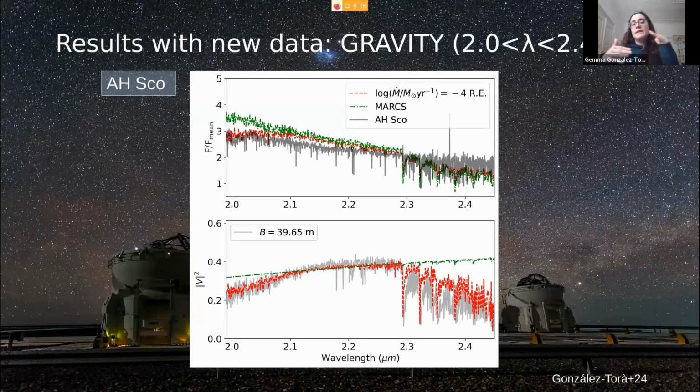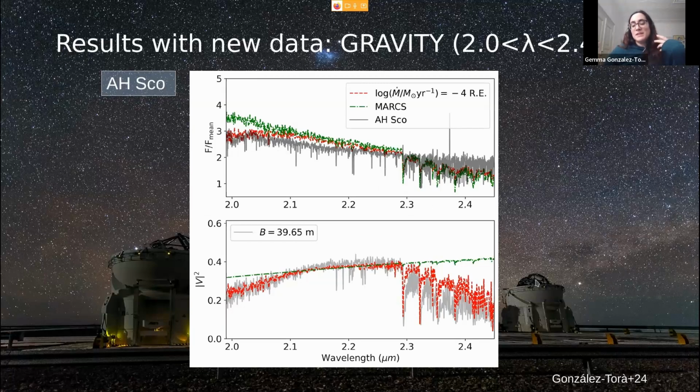In gray, again, we have the upper panel the flux, lower panel the visibilities. In gray are the observations, in red is our best fit model, and in green you can see the MARCS model. I think there was kind of a problem with the normalization of the MARCS model here, but as you can see, our model fits the flux pretty well.